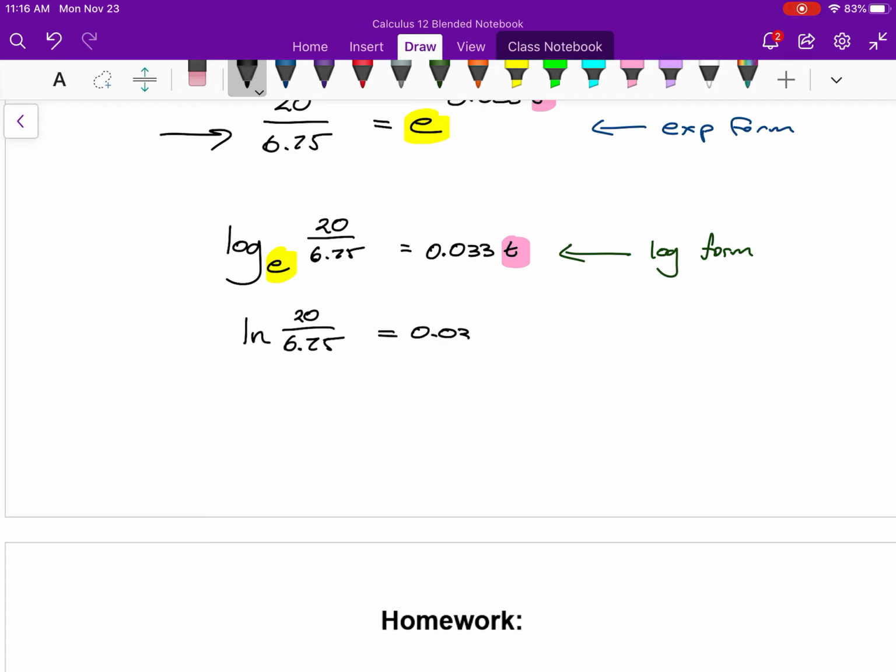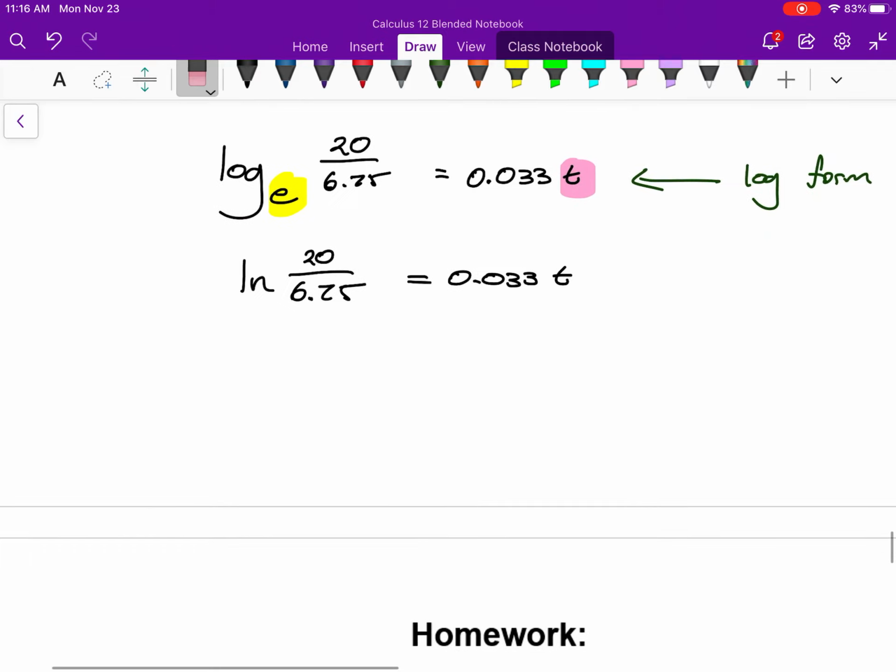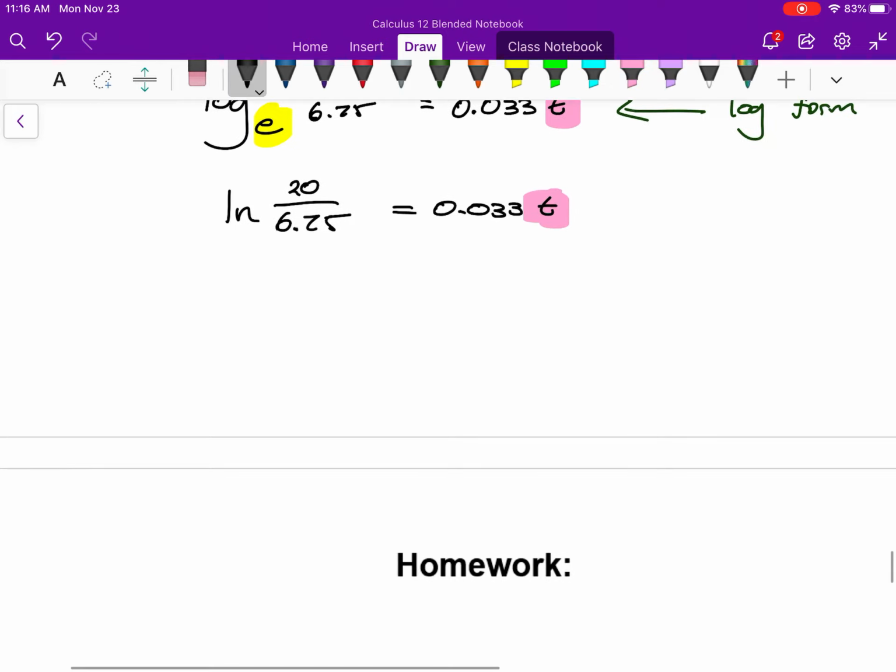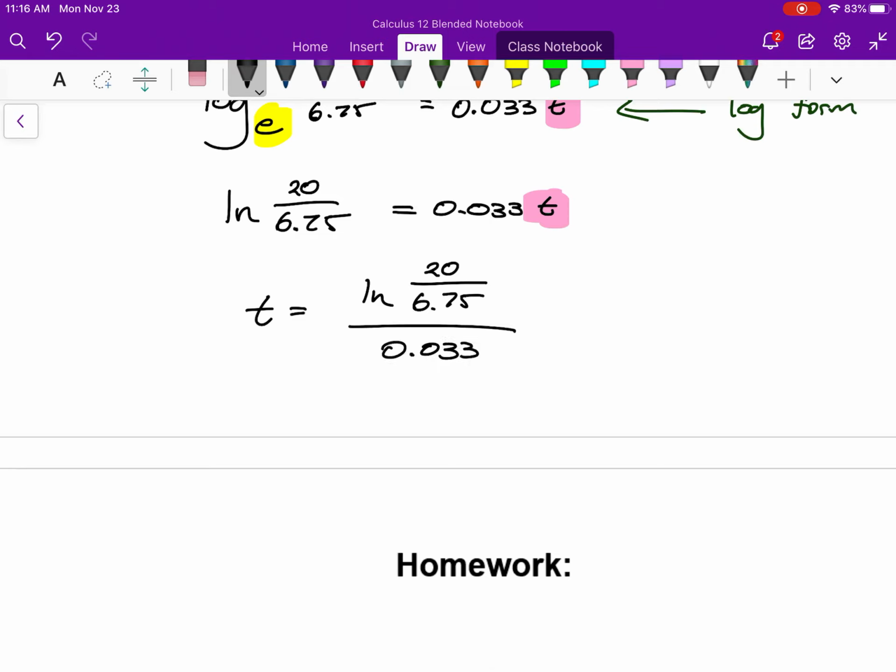And hopefully soon and later we can actually skip this step right here and go straight from here to here. It all depends how familiar you are with the natural logarithm, which for this course is by far the most pleasant and important logarithm there is. That's it. That means I can now see t will equal, before I go to my calculator, the ln, or the natural logarithm of 20 divided by 6.75 all over 0.033. And that's it.